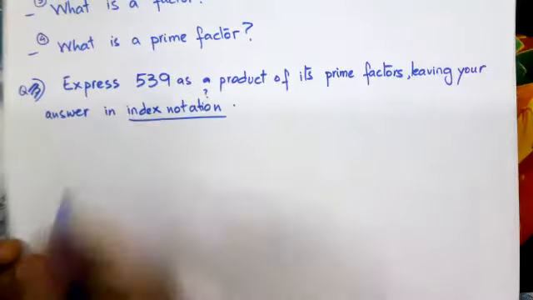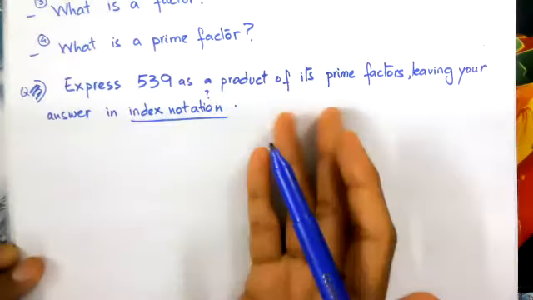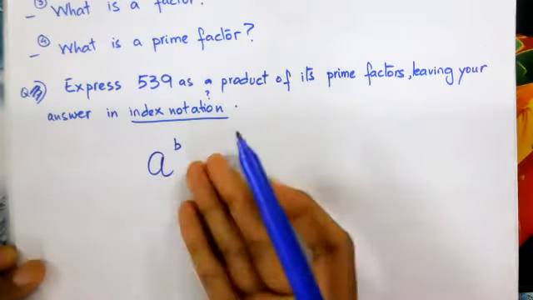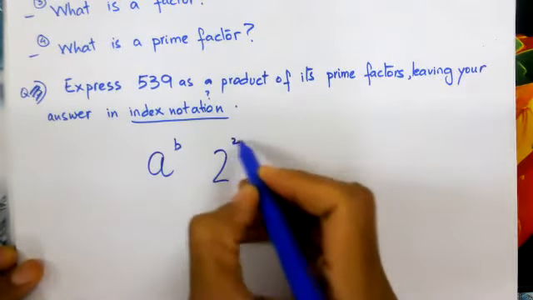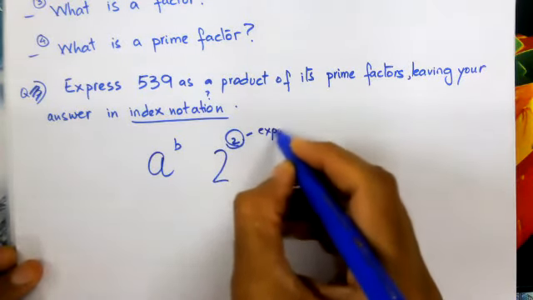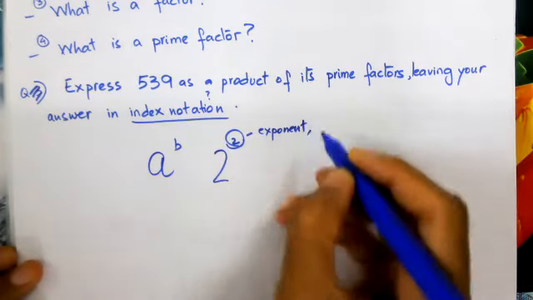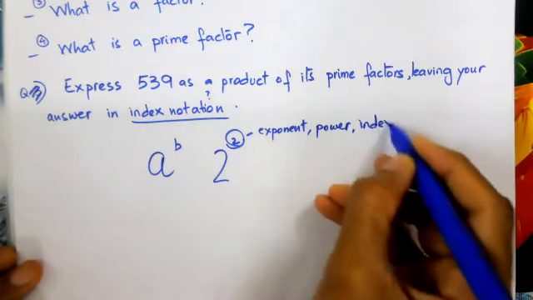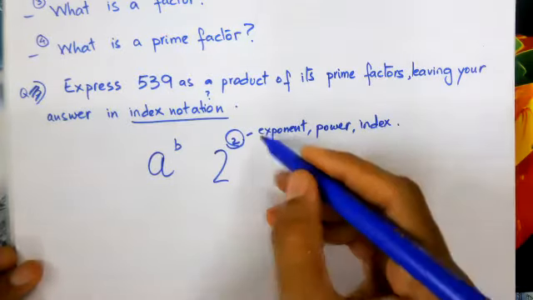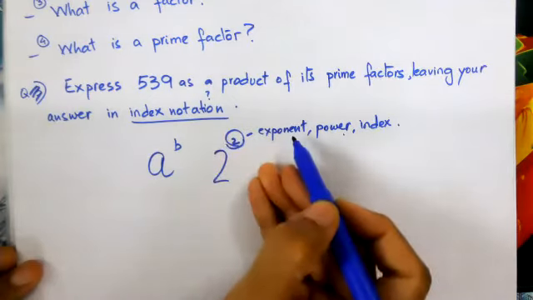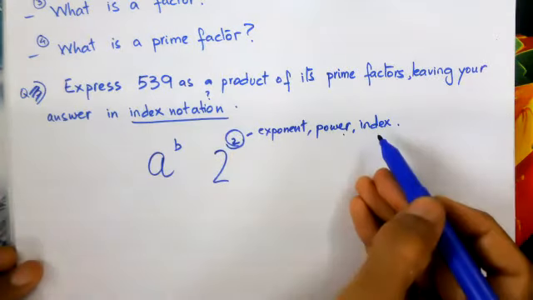Yes, so see, index is another term for power. For example, 2 to the power 2 can be called exponent. This has different names: exponent, power, and we also call it index. So nothing difficult about it. These are just different names for power.